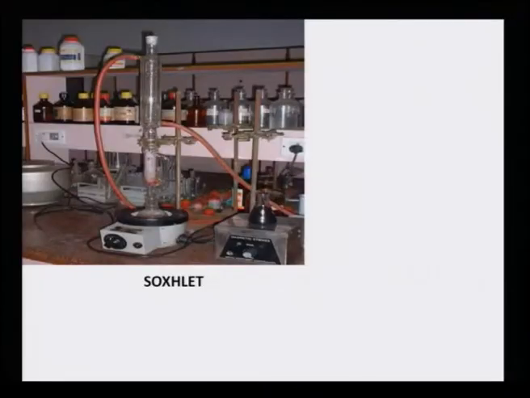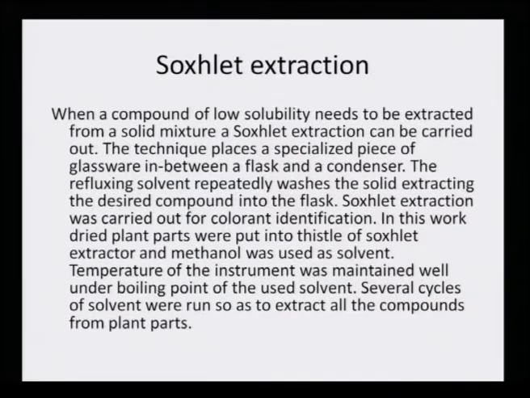Now, this is how the Soxhlet looks. You see, there is a round bottom flask, then there is a vessel where the plant material is wrapped up in filter paper, and there is a distillation head where the distillation takes place, and for almost 8 hours this cycle goes on, till all the color is collected in the round bottom flask. The round bottom flask is heated from beneath by a heating mantle. So, this is what the Soxhlet looks like.